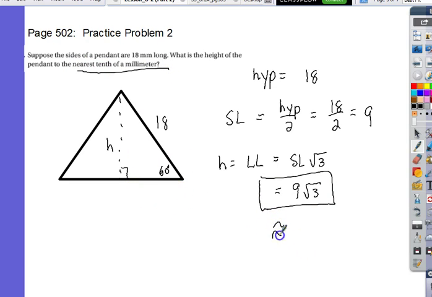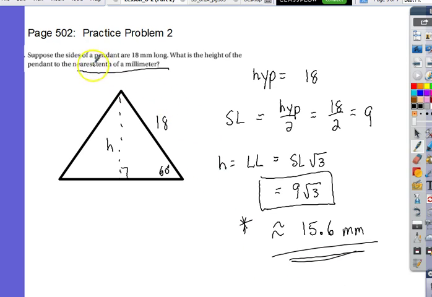So this is where the calculator comes in. Did you remember to put it in your calculator? 9 root 3 is equal to 15.58. That'll round off to 15.6 millimeters. So if the side was 18, then the height would be about 15.6 millimeters. Everybody okay with that? Okay.